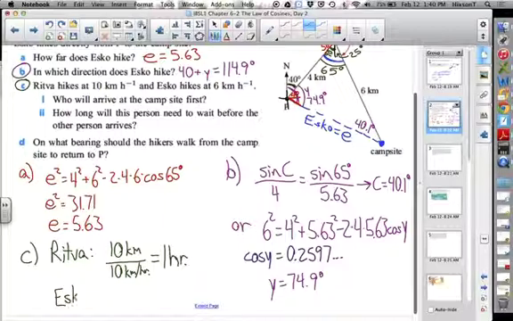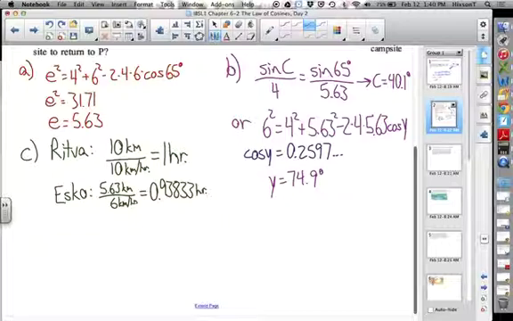Esco traveled 5.63 kilometers and going 6 kilometers per hour. So you can actually see, even without calculating it, it's less than an hour, right? It got 0.93833 hours. So if you multiplied it by 60, that would give us something that made a little better sense.